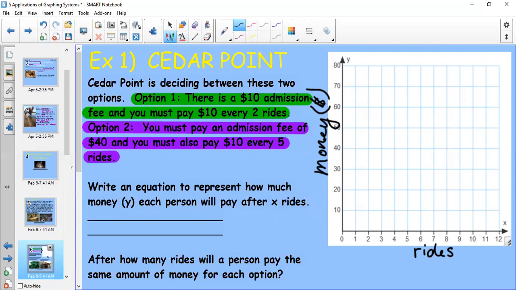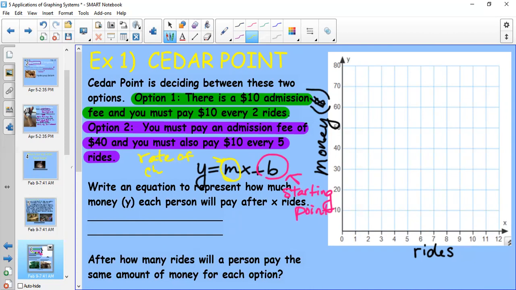Now we're also going to be writing those two options as a linear function, so we want it to be y equals mx plus b. Some things to keep in mind is that b is always the starting point. So what is the starting amount to pay to get into the park? Our m, our slope, is always our rate of change. Usually you'll see the word per in there, something per or every. You're looking for those words for slope.